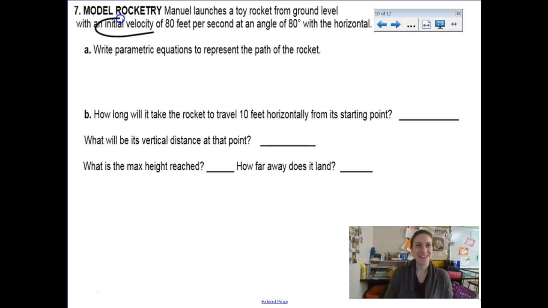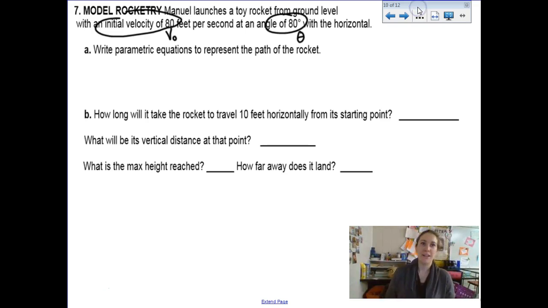Alright, so we have initial velocity of 80 feet per second. So that's your initial velocity. Angle of 80 degrees, so that's our theta. Did I cover up half the problem? No. Alright, so it says write the parametric equations. Let's start with our horizontal position parametric equation.